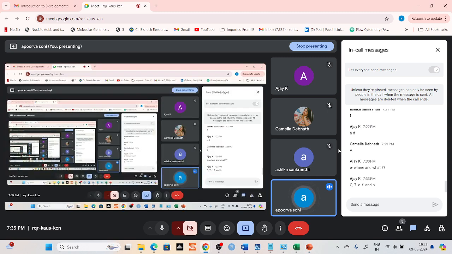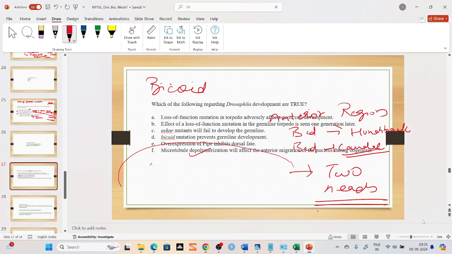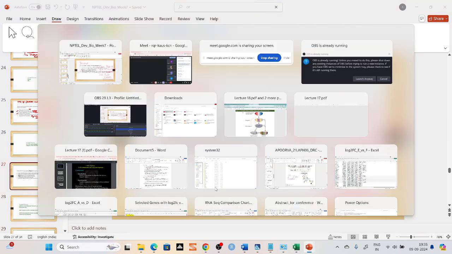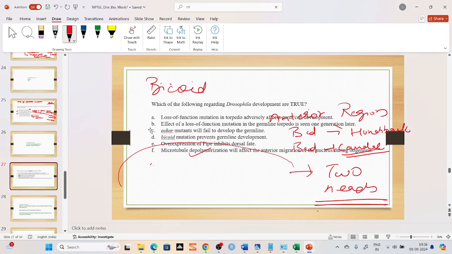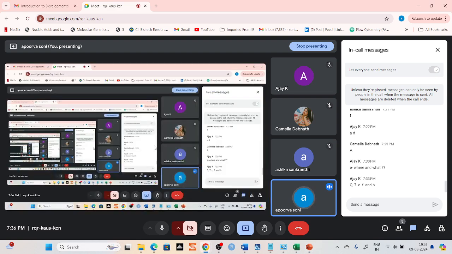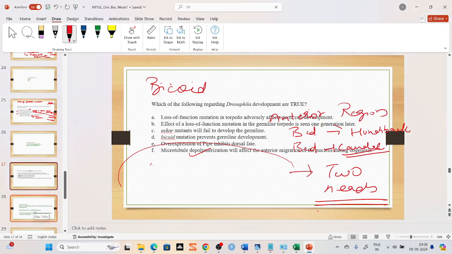See what you have answered. So Ajay has said option E. You didn't understand what option E says. So you have opted C, F, and B. C, F, and B. E, you could not understand. That's what you're trying to say, right? Okay, so we'll see what the correct answers are.